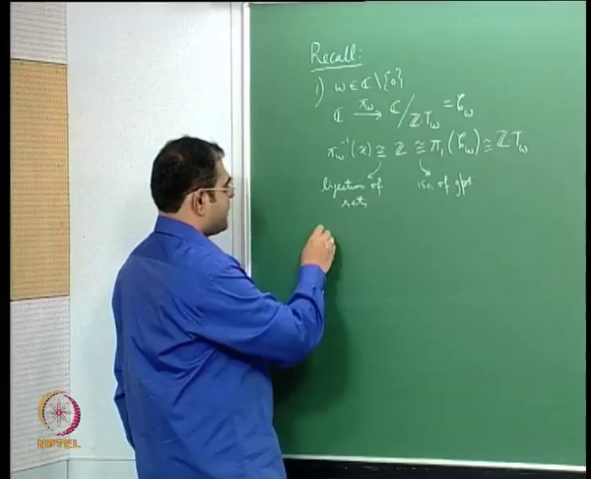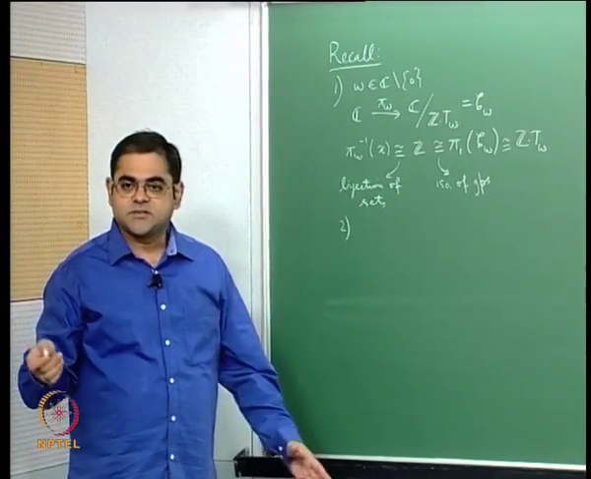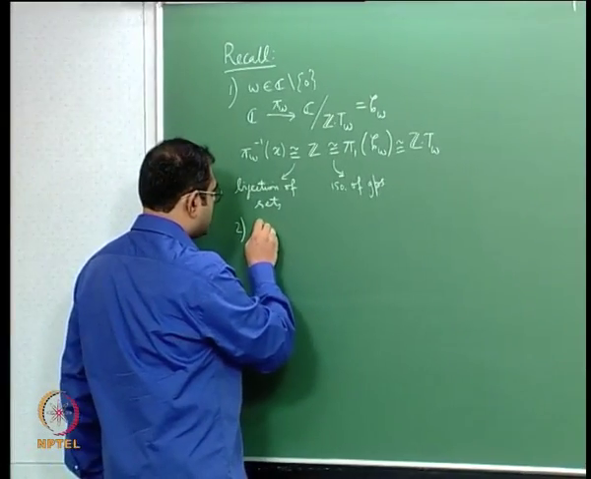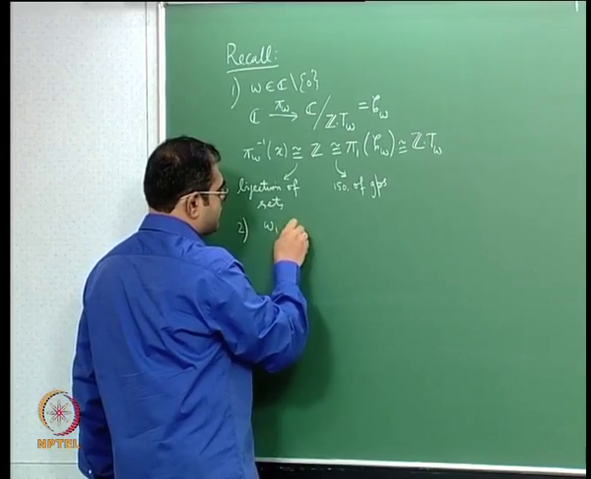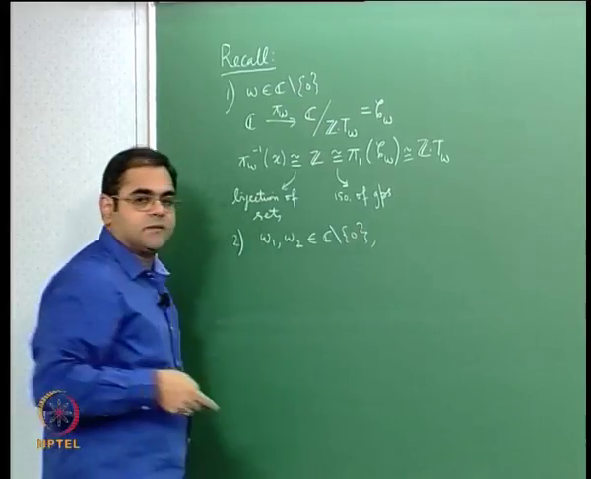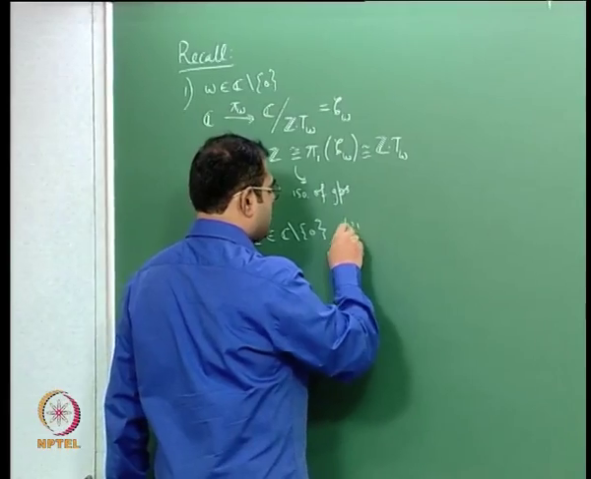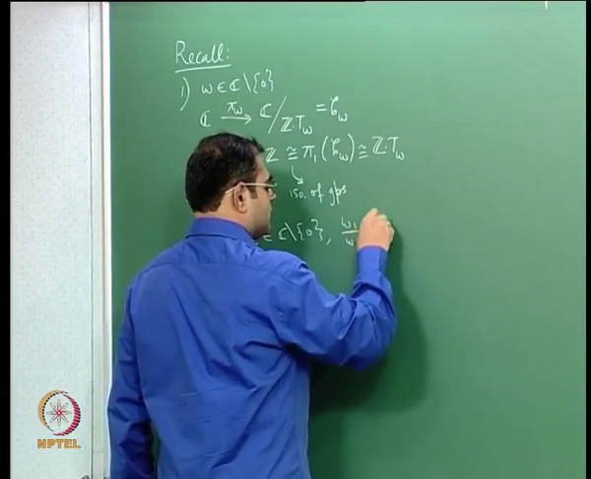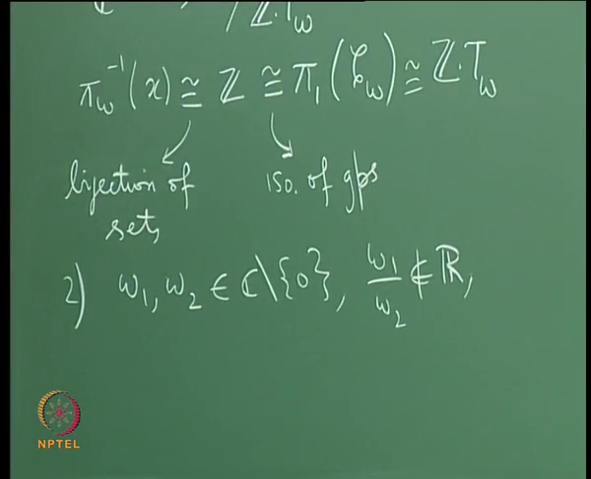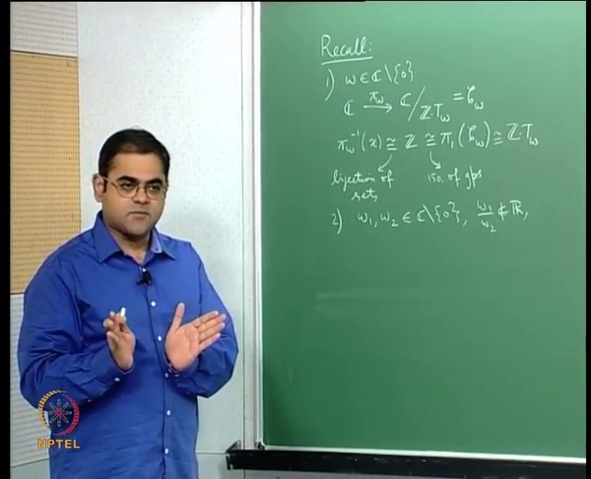Okay, so let me also recall the other example. The other example is that of the holomorphic structure on a torus. Okay, so what did we do? We took two complex numbers, omega 1, omega 2, non-zero complex numbers, and of course we assume that they are linearly independent over R. Okay, so that means omega 1 by omega 2 is not a real number. Okay, that means the vectors represented by these two complex numbers are two linearly independent vectors. They form a parallelogram of non-zero area.